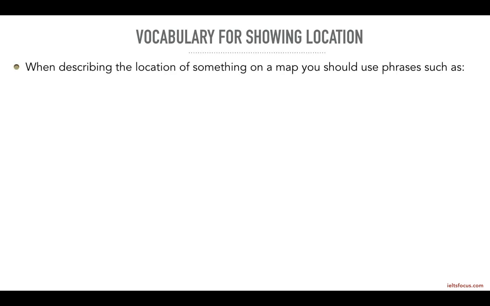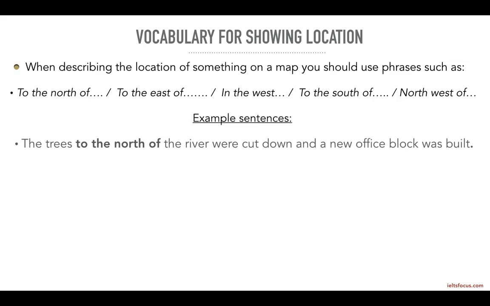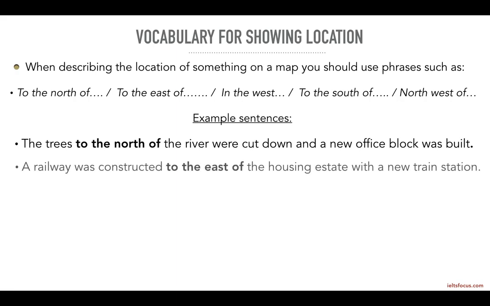Now, another thing we need to use is vocabulary for showing location. When we describe the location of something on a map, you need to use phrases such as to the north of, or to the east of, or to the west, or in the west, to the south of, etc. So, for example, the trees to the north of the river were cut down and a new office block was built. A railway was constructed to the east of the housing estate with a new train station.